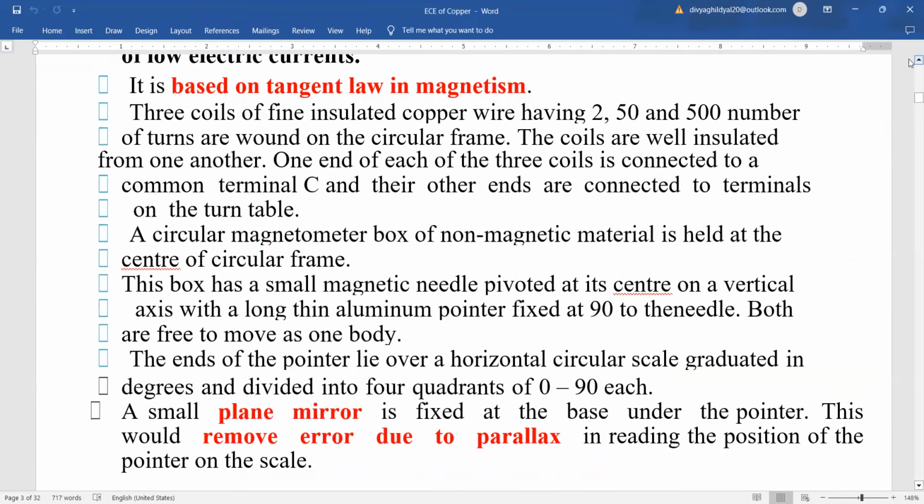Basically, three types of coils of fine insulated copper wire having 250 and 500 number of turns are wound on it. It has a small magnetic needle which is kept at its center, and we set it in magnetic meridian before we start the experiment. Now, what is the concept of this experiment?